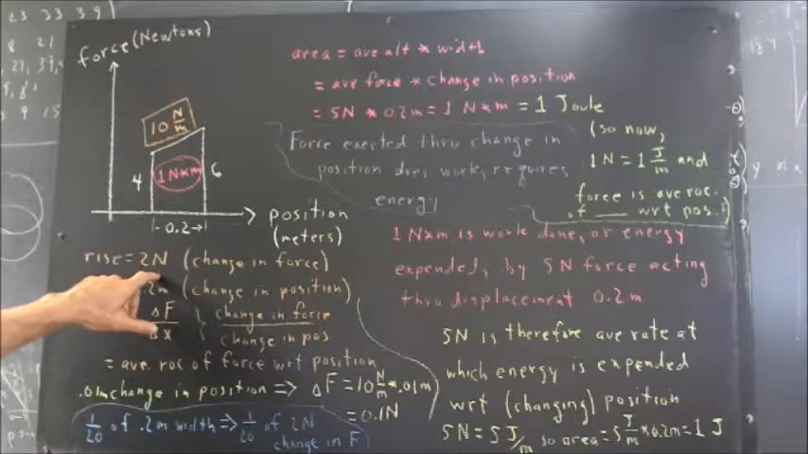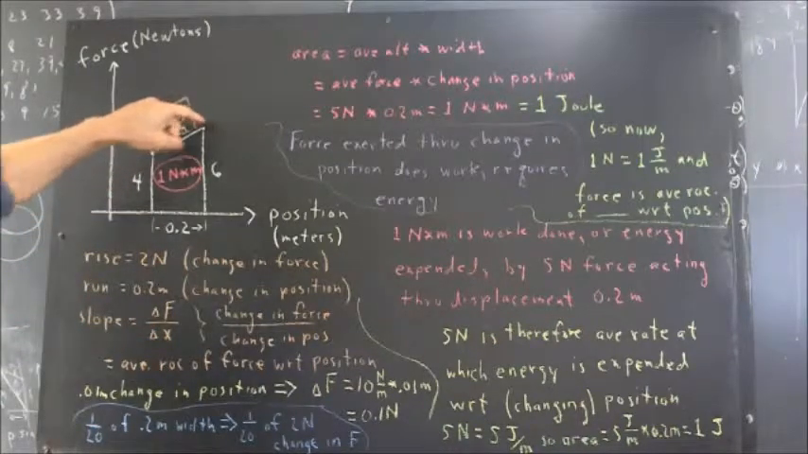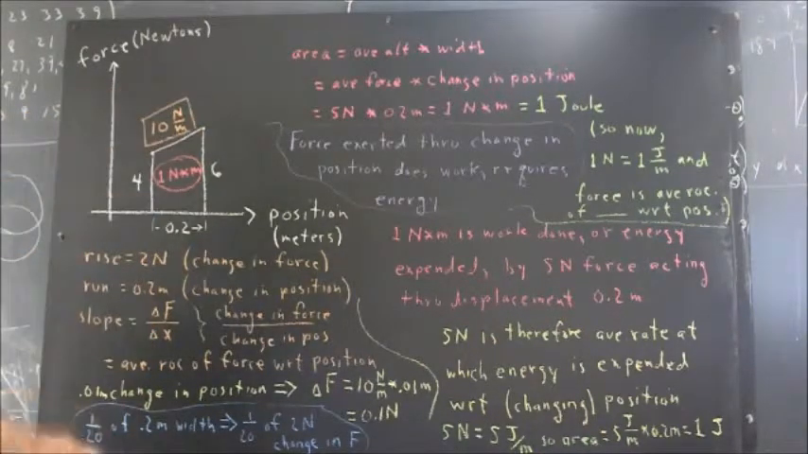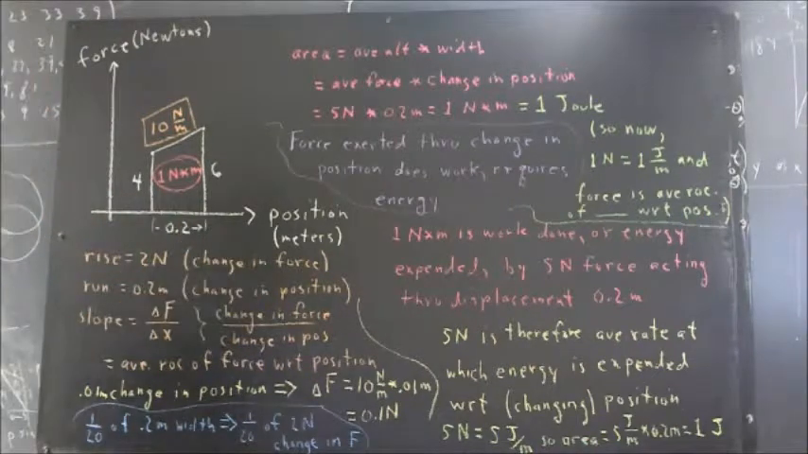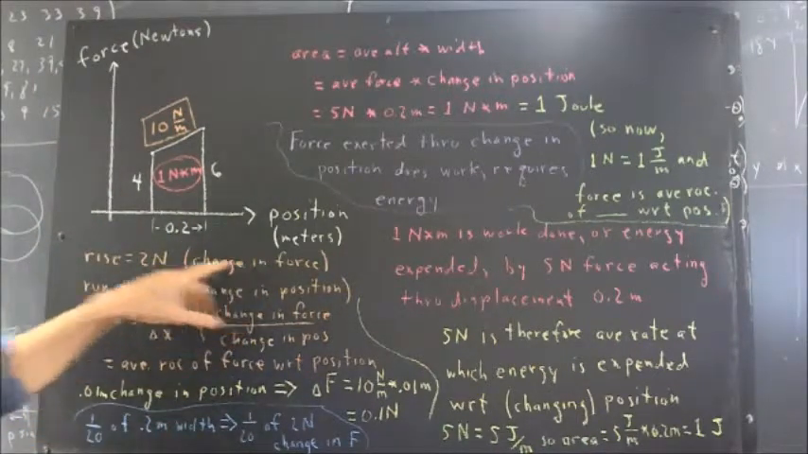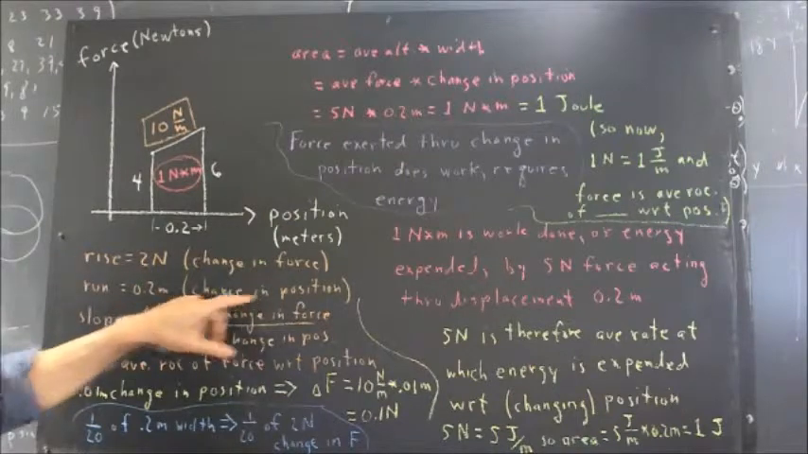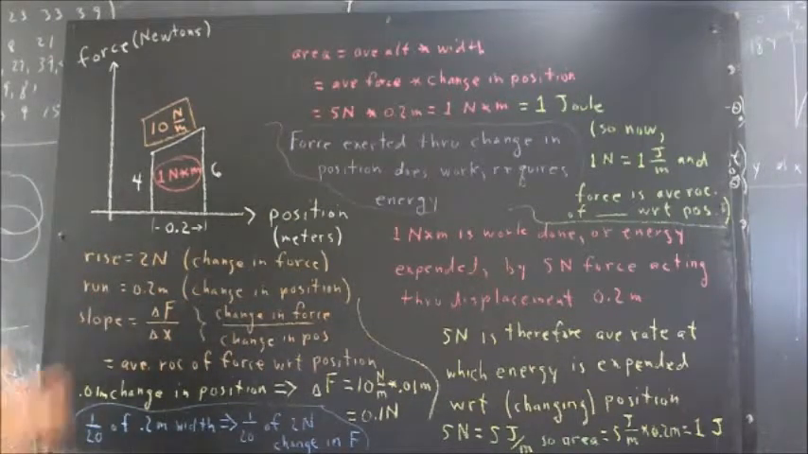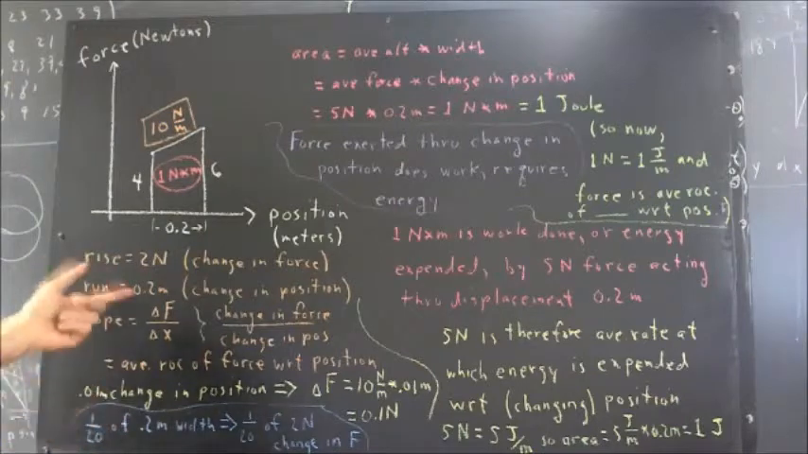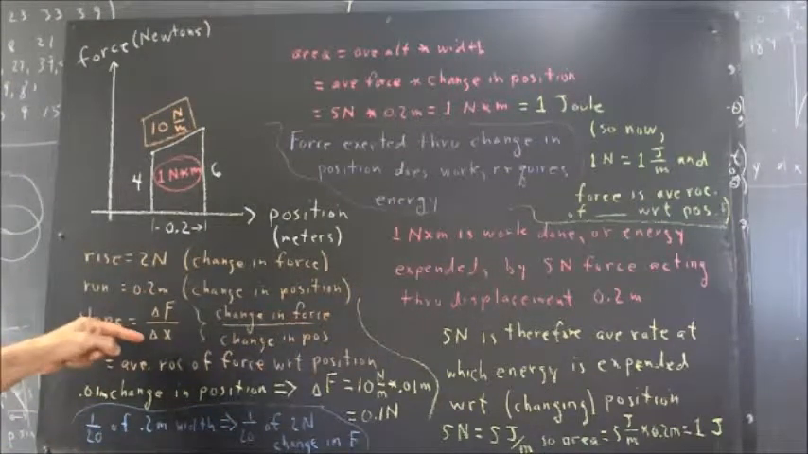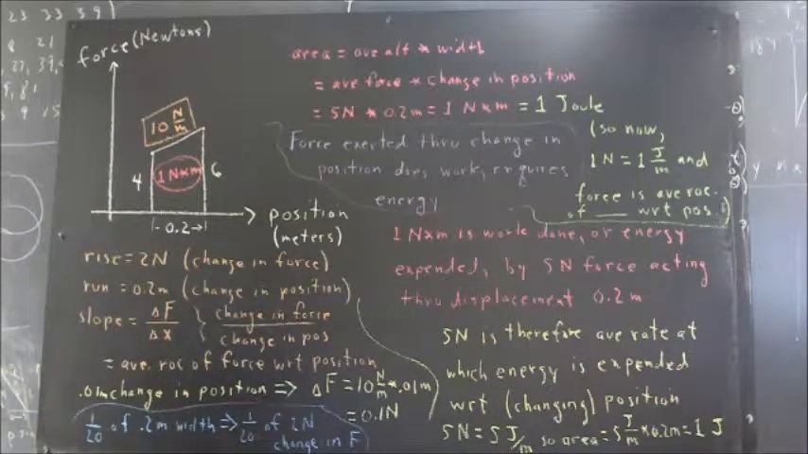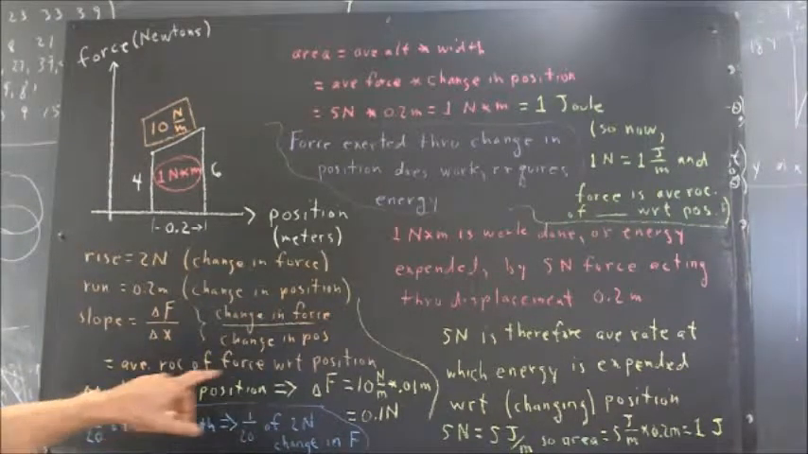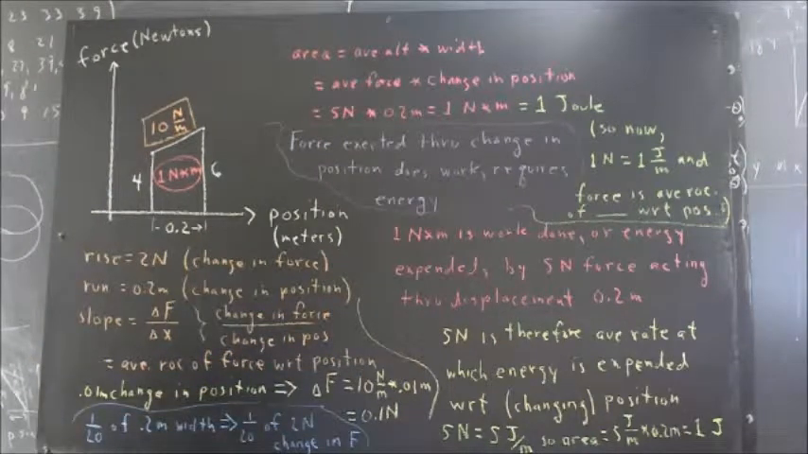The rise here is 2 newtons, which is the amount by which the force changes between here and here. The run is 0.2 meters, which is the change in position, or perhaps the distance over which that change occurs. So we have a change in force represented by the rise, a change in position represented by the run. Therefore, the slope represents the change in force divided by the change in position. And that would be the average rate of change of force with respect to position.